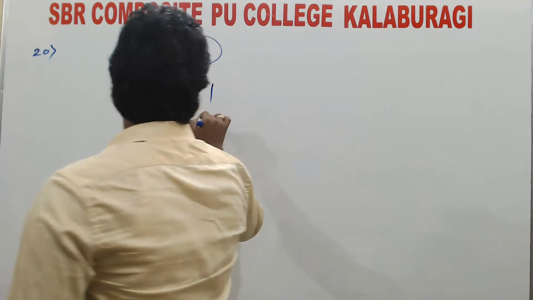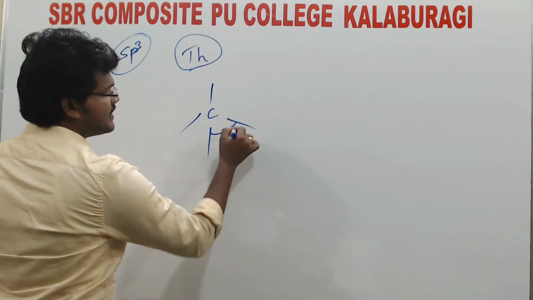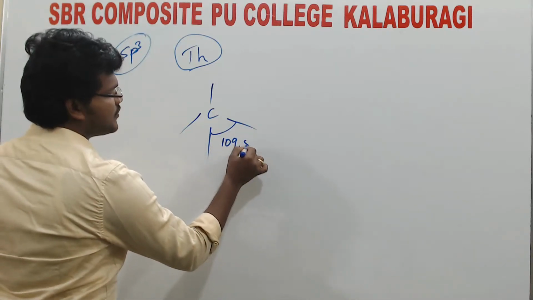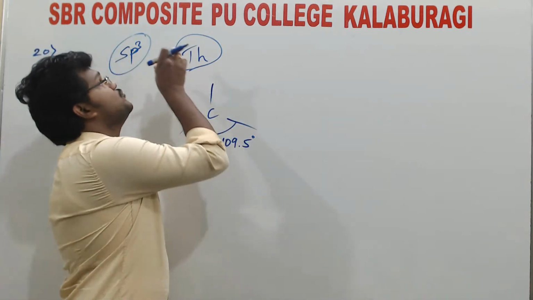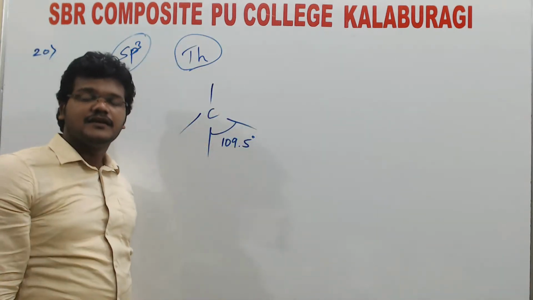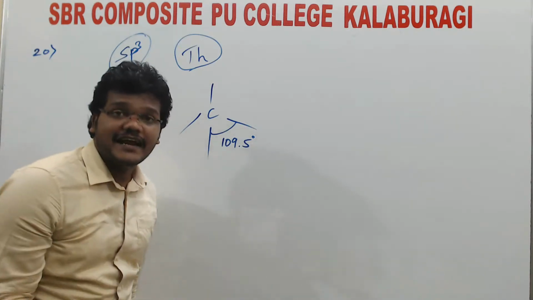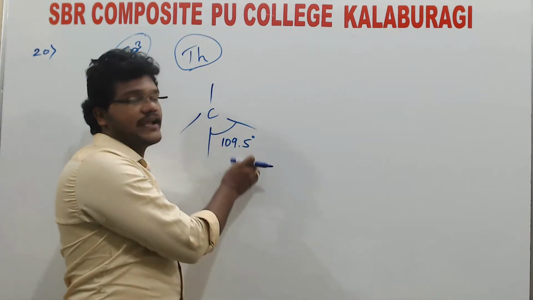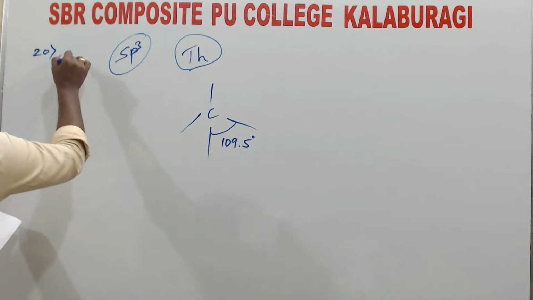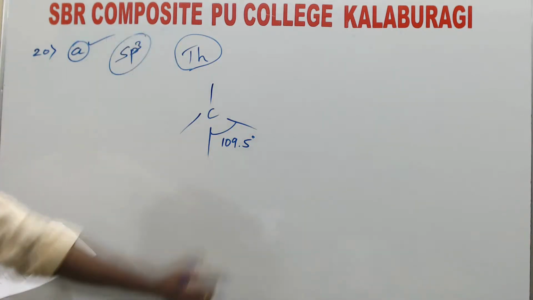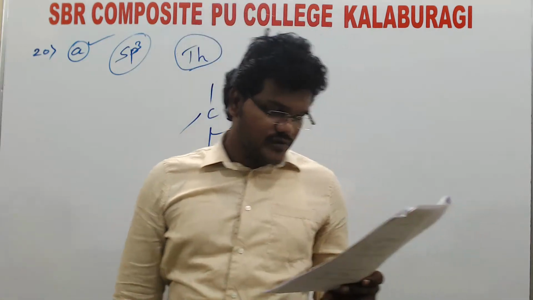If it is tetrahedral, the bond angle is 109.5 degree. Please do remember the standard bond angle. If it is an sp3 hybridized carbon compound, the shape will be tetrahedral, and the standard bond angle is 109.5 degree. So that is why for the 20th, option A is correct. Clear? So let's go for question number 21.